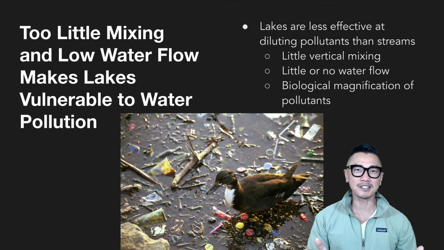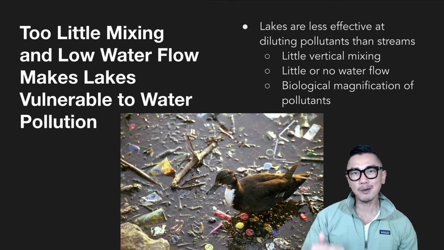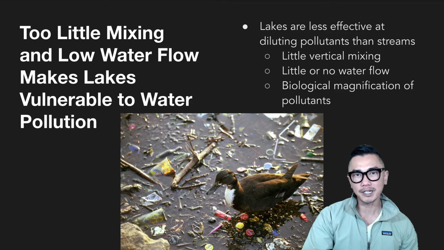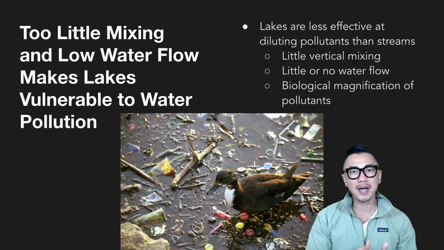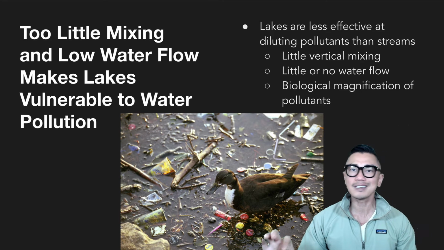Lakes are less effective at diluting pollutants than streams are. This is due to a number of reasons. There's little vertical mixing up and down in a lake. There's little or no water flow into or out of a lake. And biological magnification can lead to increases in pollutants in organisms and in the lake when the organisms die and decompose.